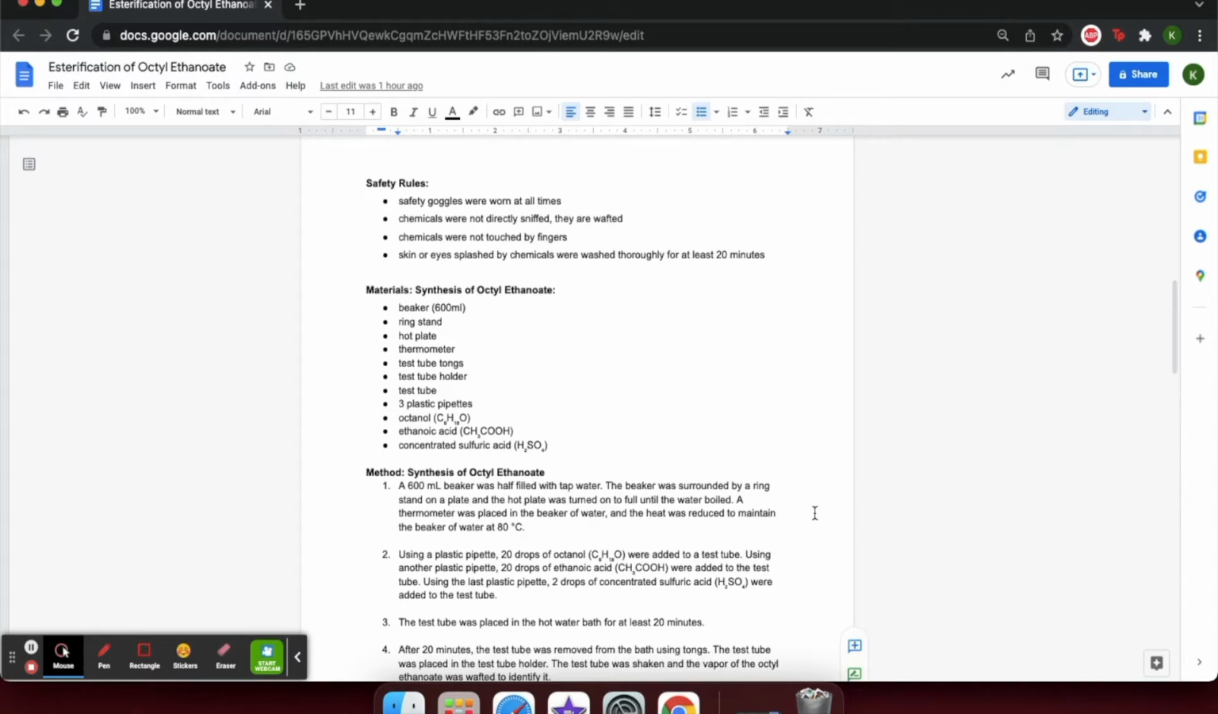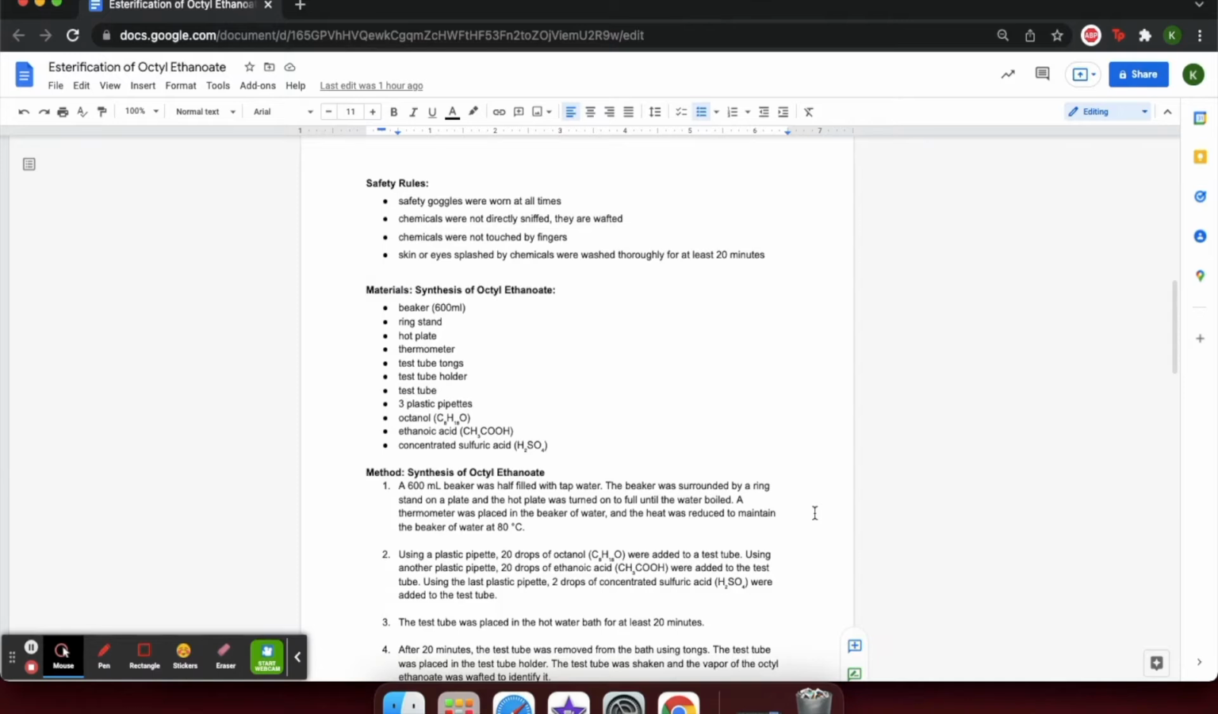Now, before creating this ester in the lab, some safety rules must be followed. Firstly, safety goggles were worn at all times to protect the eyes from chemicals. These chemicals were not directly sniffed but wafted, because they could be dangerous to inhale. Chemicals were not touched by fingers because there are some acids that could cause damage to the skin. And skin or eyes that were splashed by chemicals were washed thoroughly for at least 20 minutes.